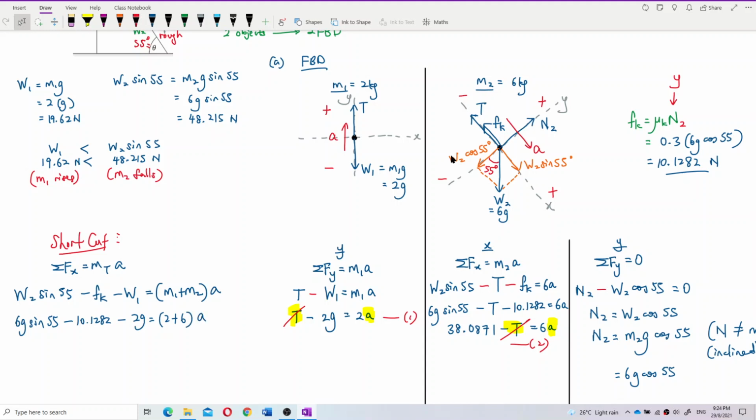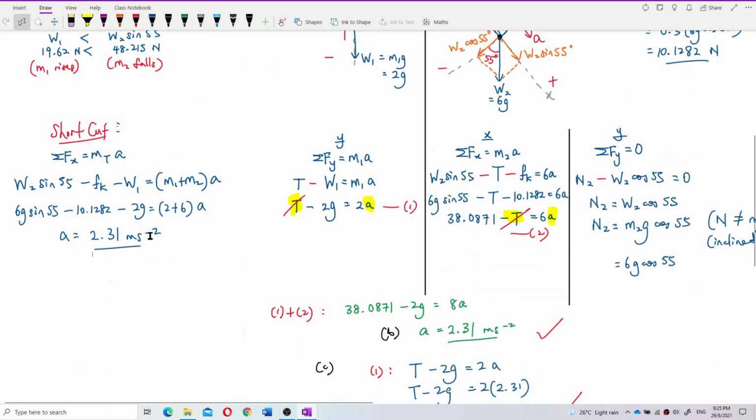So what's the answer for acceleration? Let's calculate. Now I got the answer, acceleration is 2.31 meter per second square. Is it the same as before? Yes, it's the same. The shortcut is the same, 2.31 also. So it's correct.